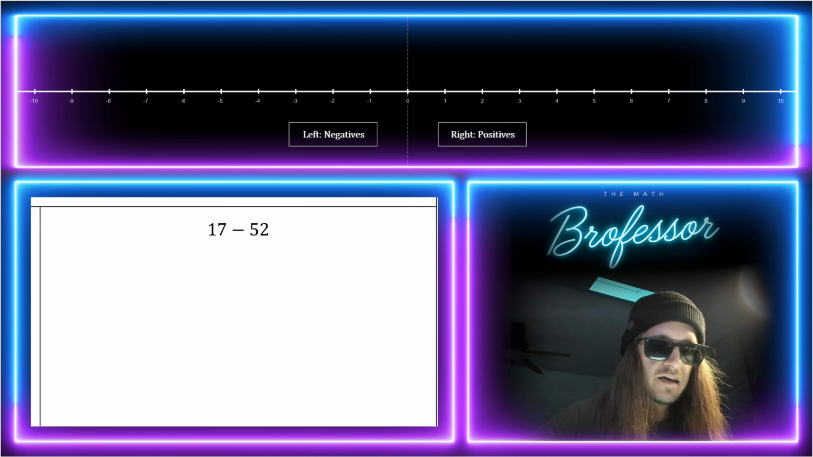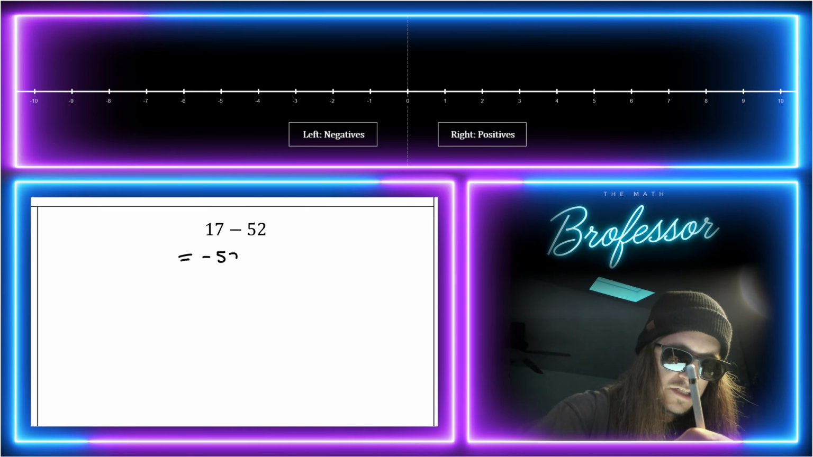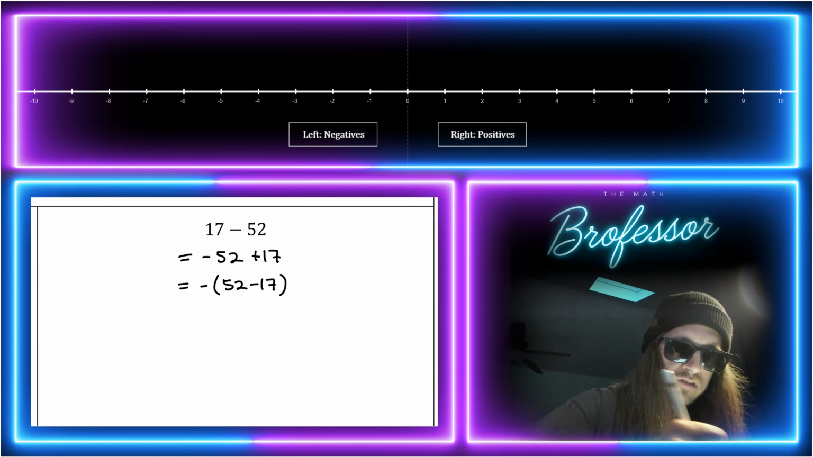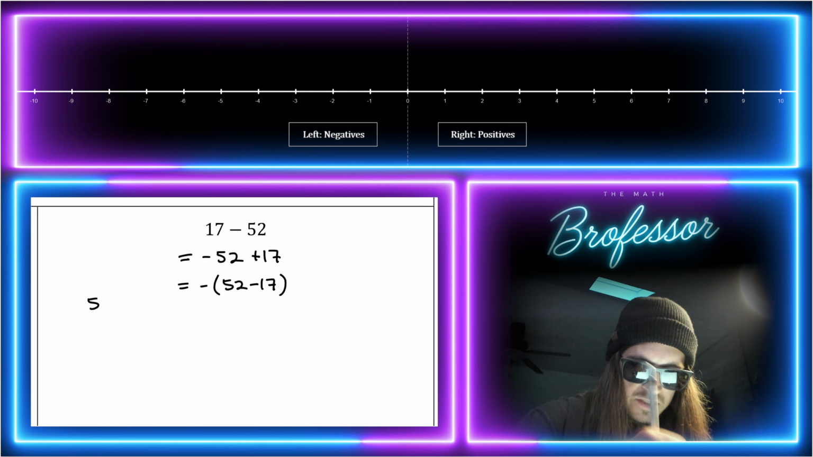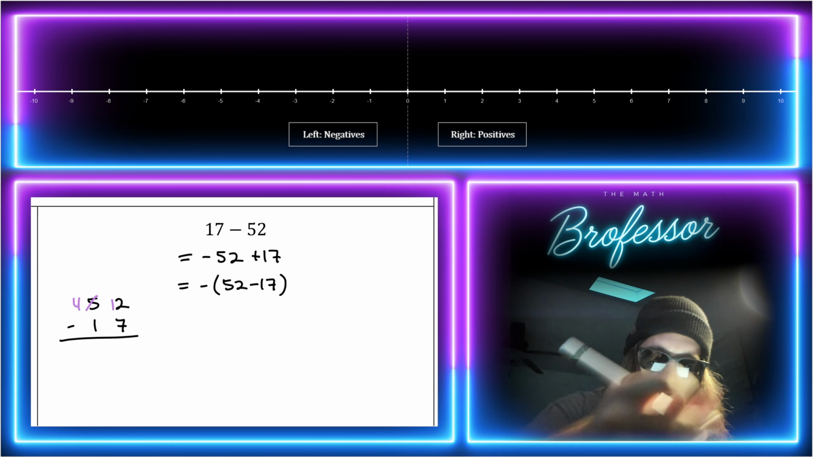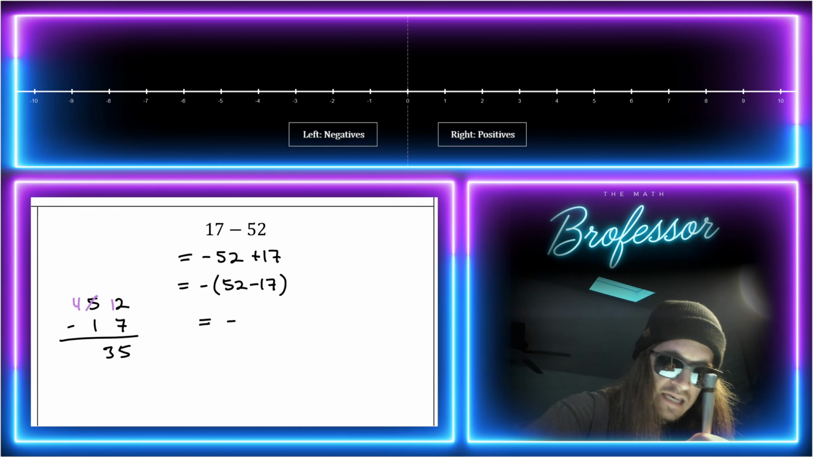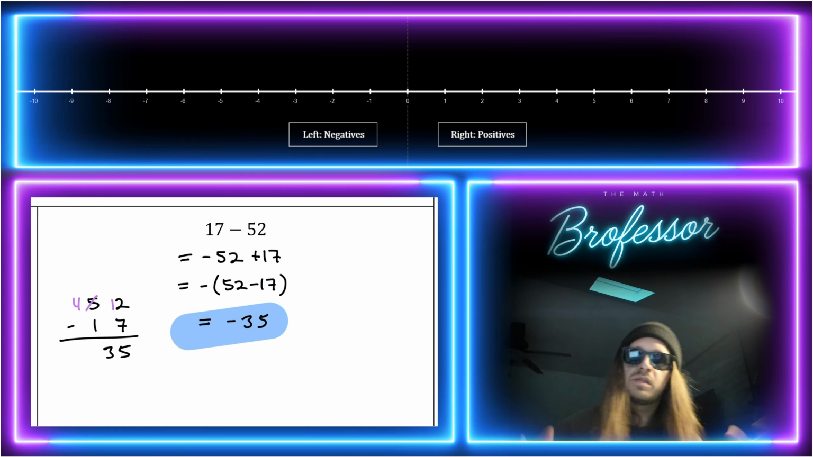This 17 minus 52, that is the same thing as negative 52 plus 17, which is the opposite of 52 minus 17. So the part here that you have to do by hand is 52 minus 17. 52, give yourself some space because we're going to borrow here. Borrow 1 from the 5. 12 minus 7 is 5. 4 minus 1 is 3. And so this will be negative 35. That's how these things are related.